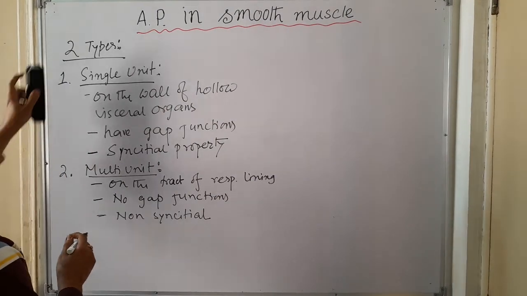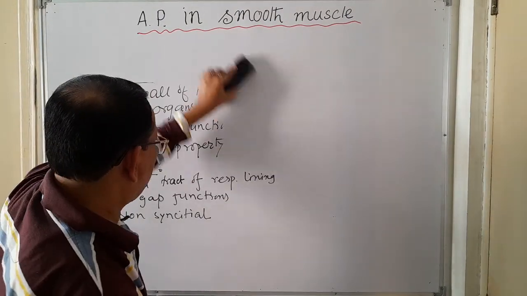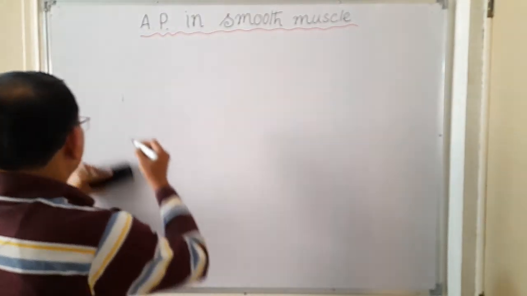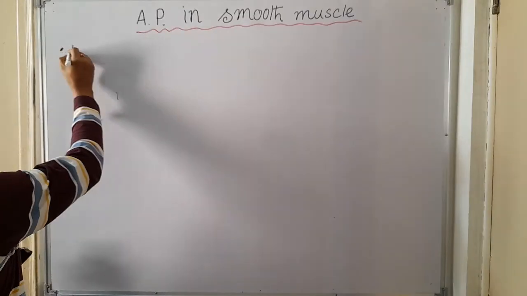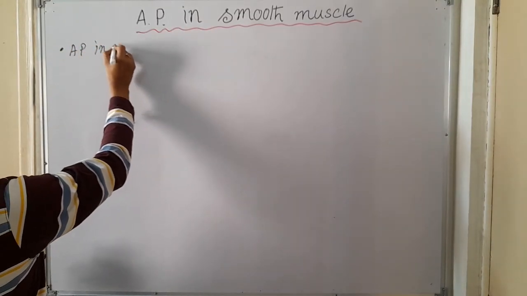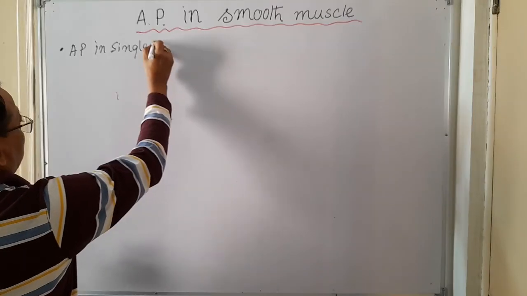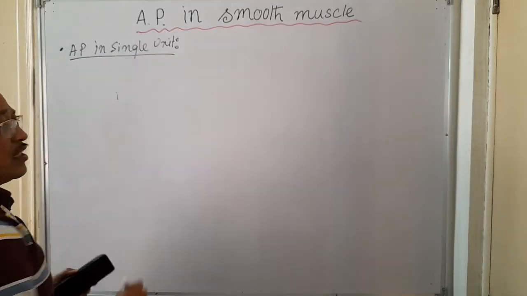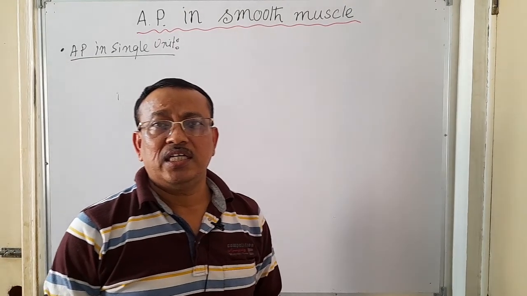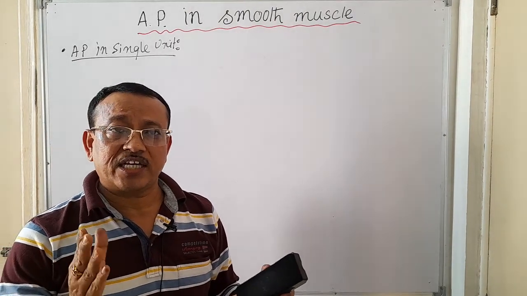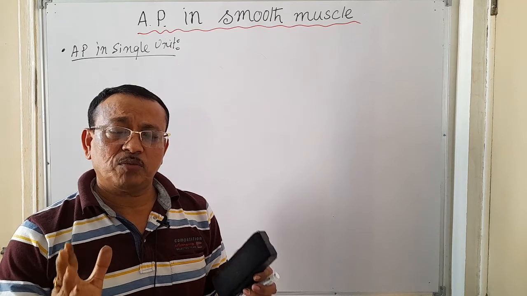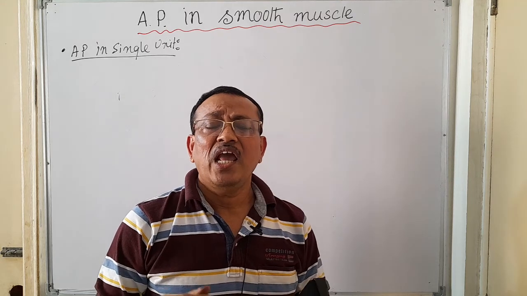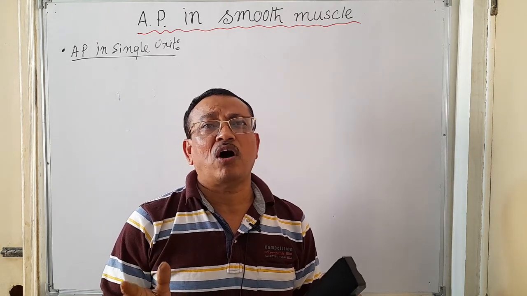So first I will talk about the action potential in single unit smooth muscle. Now, single unit smooth muscles are present on the wall of the gastrointestinal tract. These are also present on the wall of the blood vessels, and these are also present on the wall of the uterus.